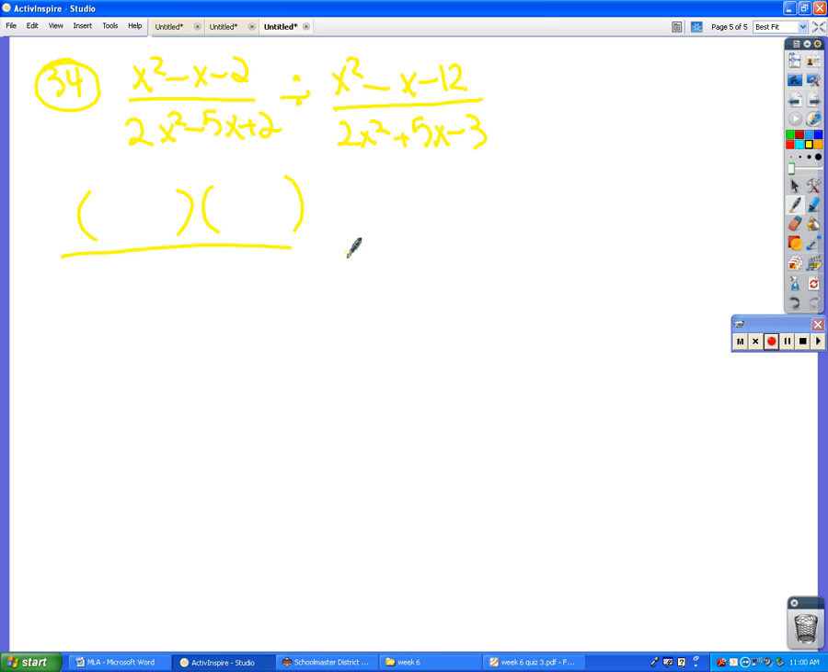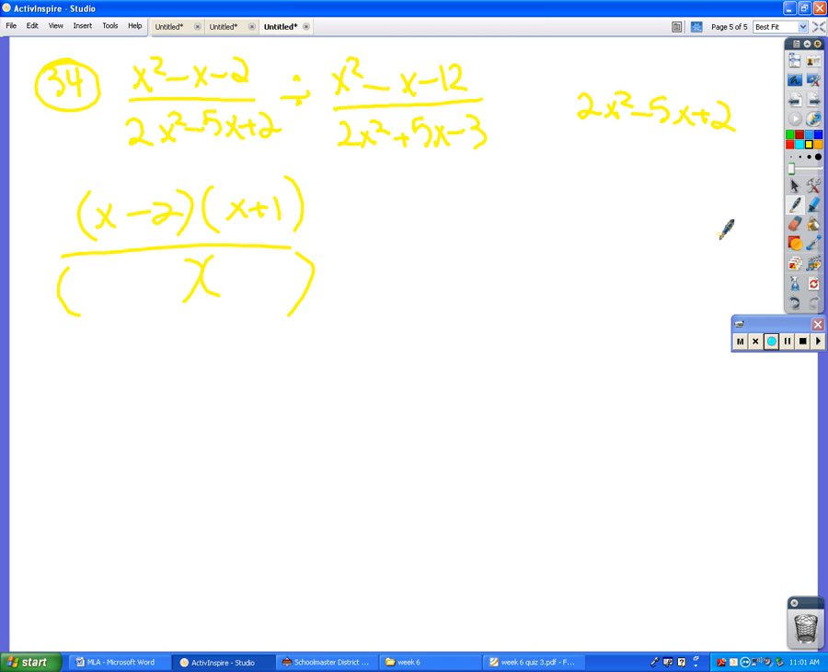And is it negative? The top is easy. X squared minus x minus 2 factors into x minus 2 and x plus 1. The bottom, however, what's different about it? Yeah, it's 2x squared, not just x squared. So off to the side here.